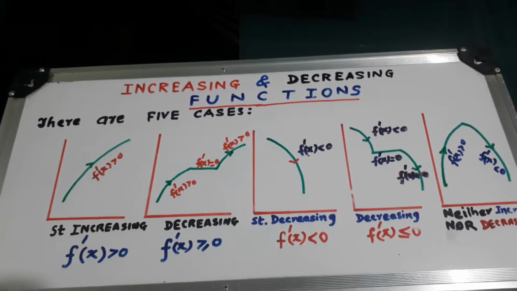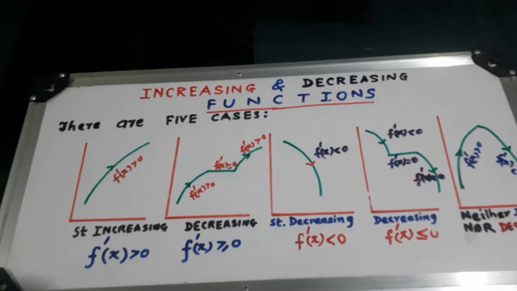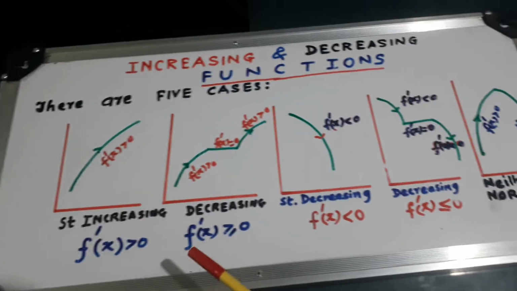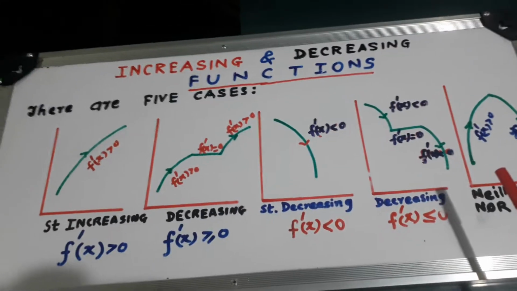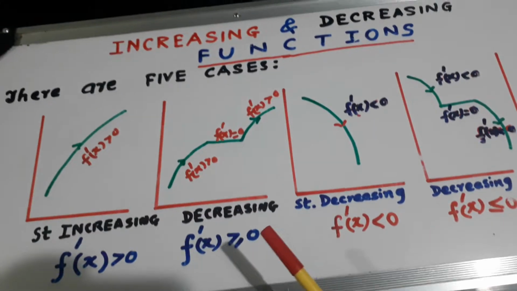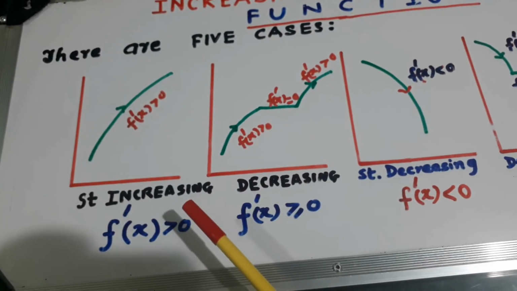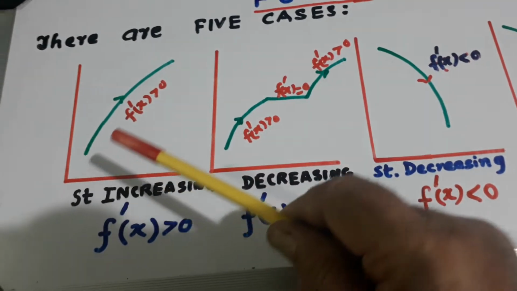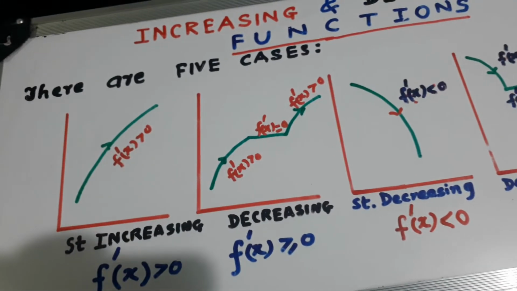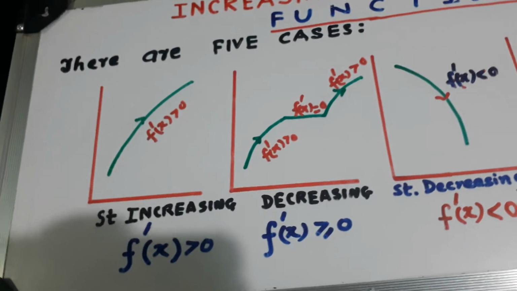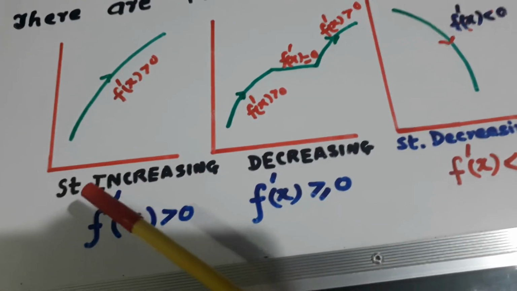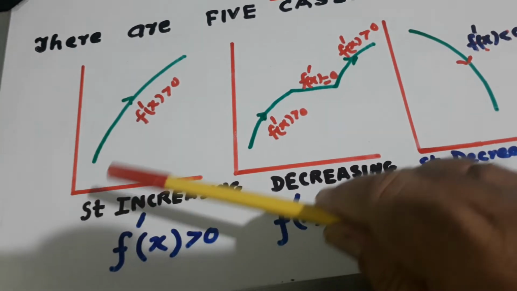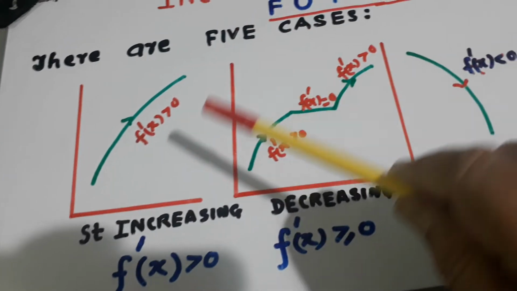Coming up with increasing and decreasing functions. What you find here, there are five figures. These five figures are strictly increasing. Look here, the curve is going up and up. It is going monotonously increasing, strictly increasing. It is increasing and increasing and increasing.